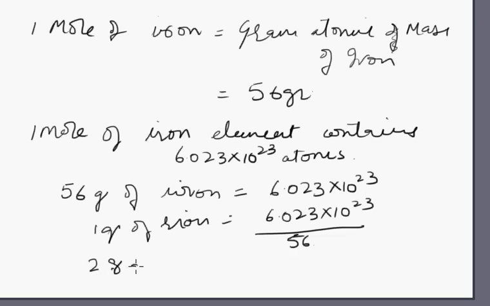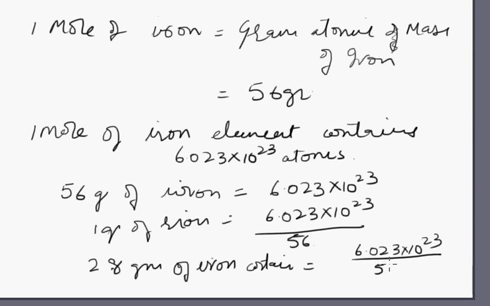Now 2.8 grams of iron contains 6.023 into 10 to the power 23 by 56 into 2.8. That is a simple calculation we have to do. The result will come out to be 3.011 into 10 to the power 22. That is, 2.8 grams of iron contains 3.011 into 10 to the power 22 atoms. I hope you have understood the calculation part.